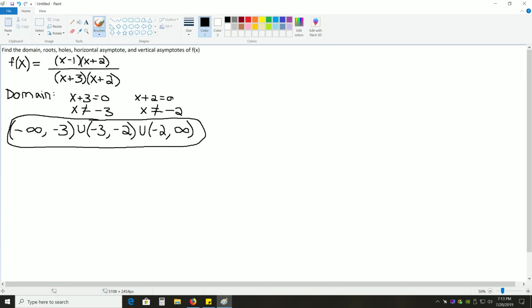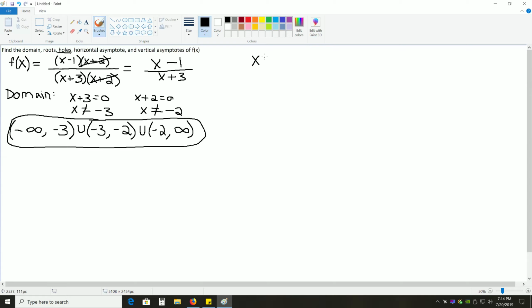Okay, from here we can now simplify the problem now that we've taken care of the domain. So going back to the original function, we have a common factor of x plus 2 in the top and bottom. We're going to cancel that x plus 2 out, leaving us with x minus 1 over x plus 3. When we cancel a factor that's common between the top and bottom, that tells us that we have a hole at that value of x.